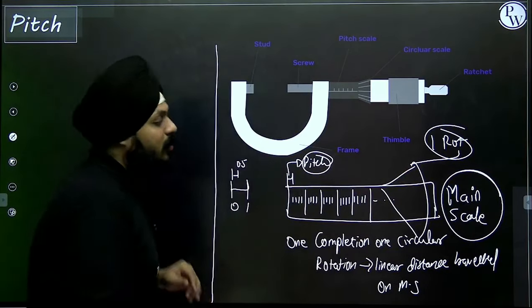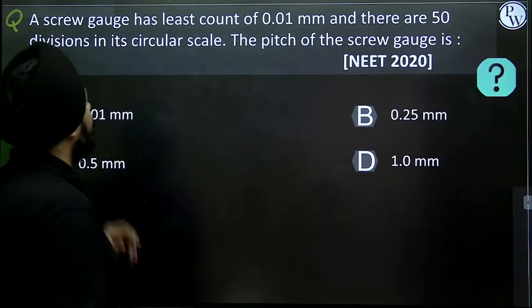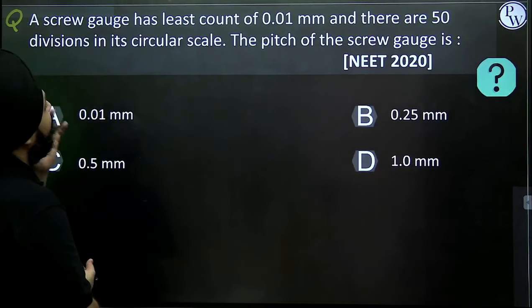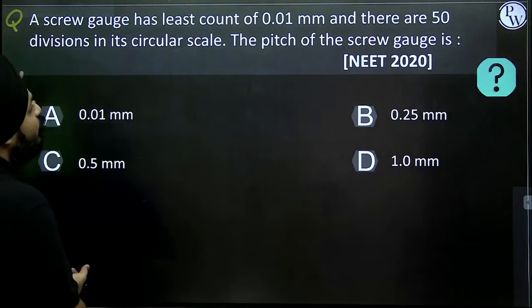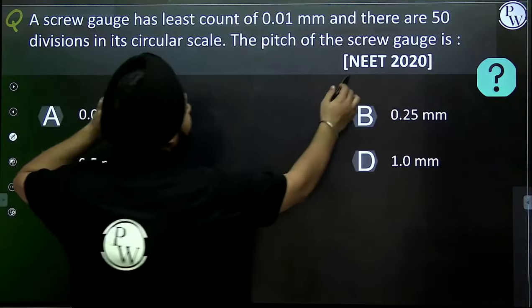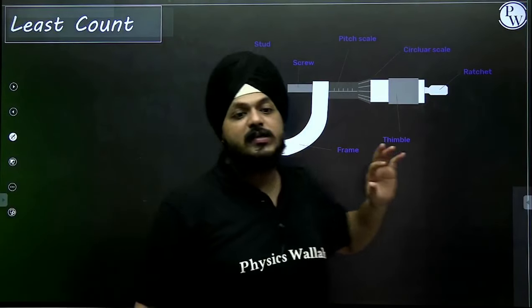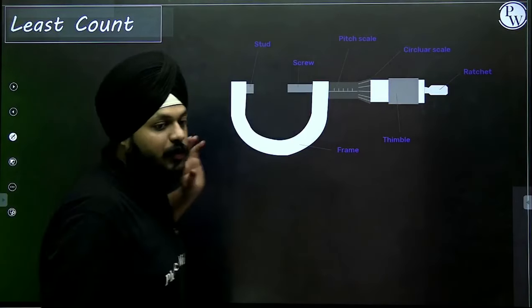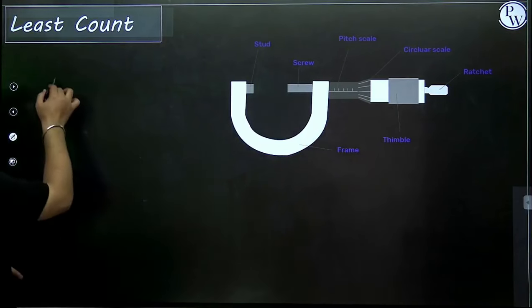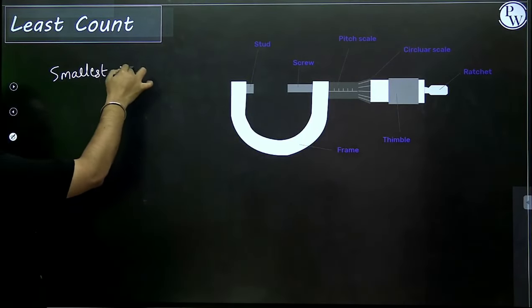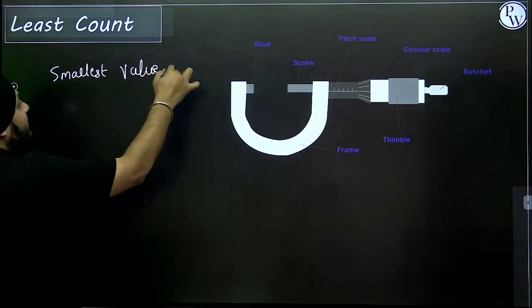Now, what is the least count? The important definition lies here. The screw gauge has a least count of this and there are 50 divisions. We are going to solve this question, which was asked in NEET 2020, because the formula of the least count has been used in it. So we need to solve it here. Now, what is the least count? The smallest value measured on an instrument.